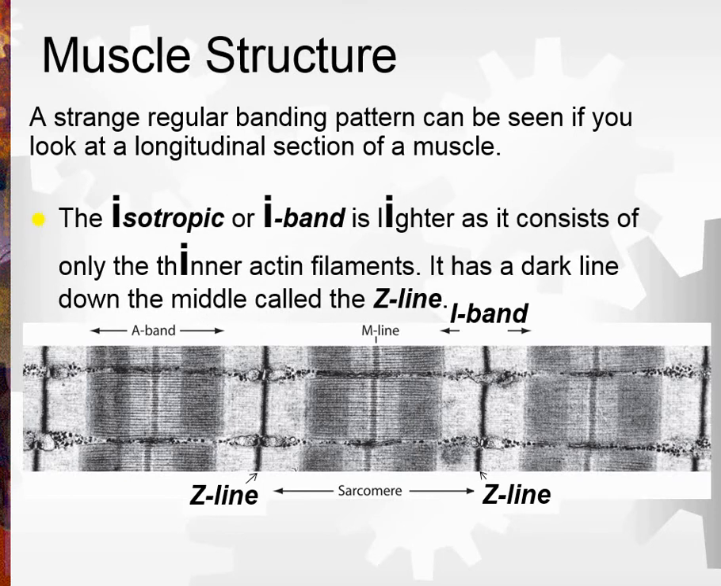So the I band, why is it called I? Isotropic or I band or lighter band. This region here is lighter, as in it appears paler, because it's only got the thin filaments in it. And there's a dark line down the middle called a Z line. So this is where you've got some actin joining on to some other actin. One sarcomere, another sarcomere. This is just like the interface between the two, where the two strands are joined together. So actin attaches to Z line, yeah, fine.